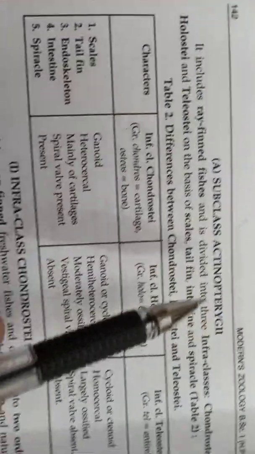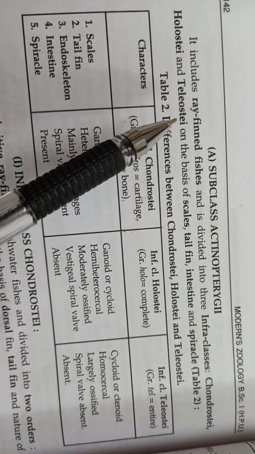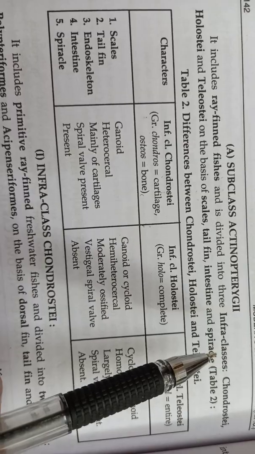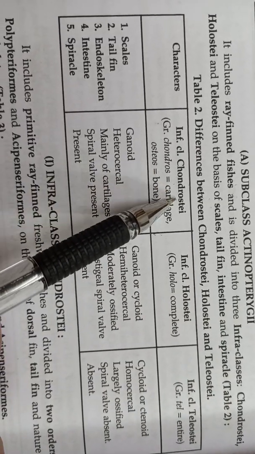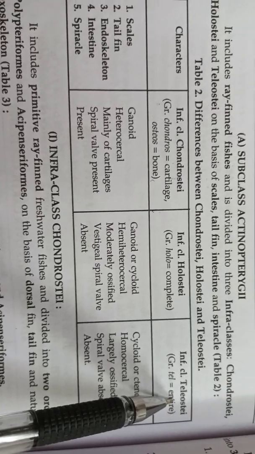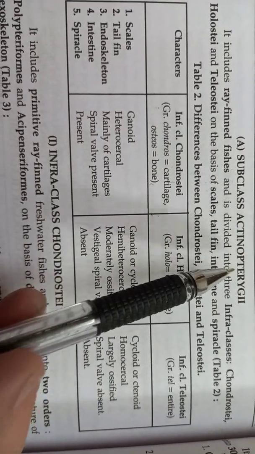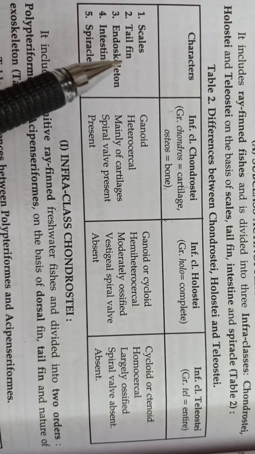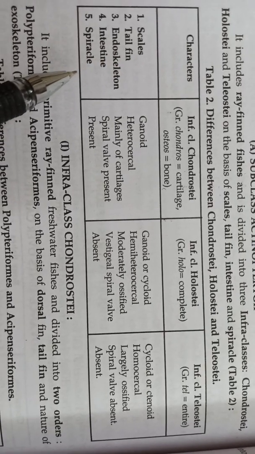Now let's move on to the subclass Actinopterygii in detail, which are the ray-finned fishes. Here we again have infraclasses. They are called the Chondrostei, Holostei, and Teleostei. Now coming to the infraclasses of Actinopterygii, this is based upon the scales, the type of tail fins, the endoskeleton, and the intestinal spiral valve.